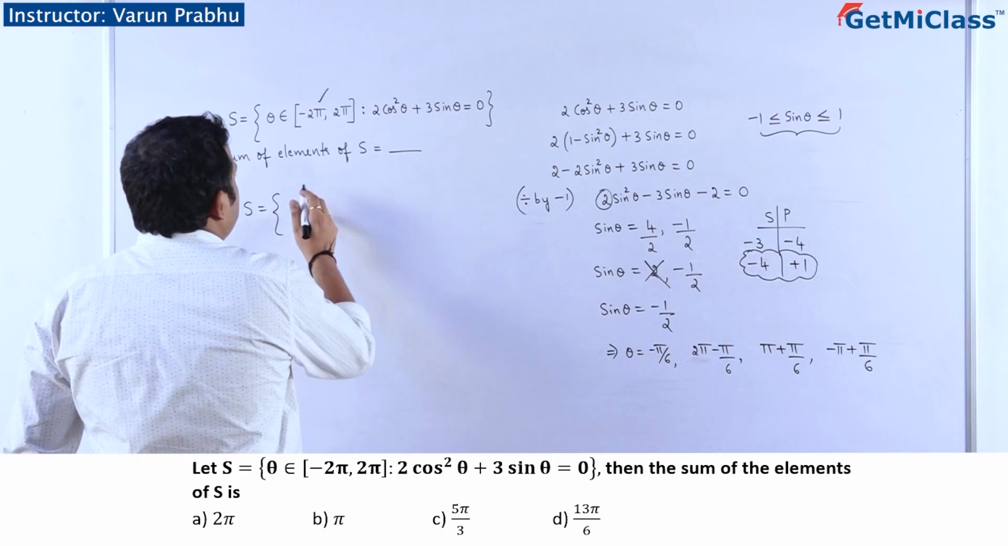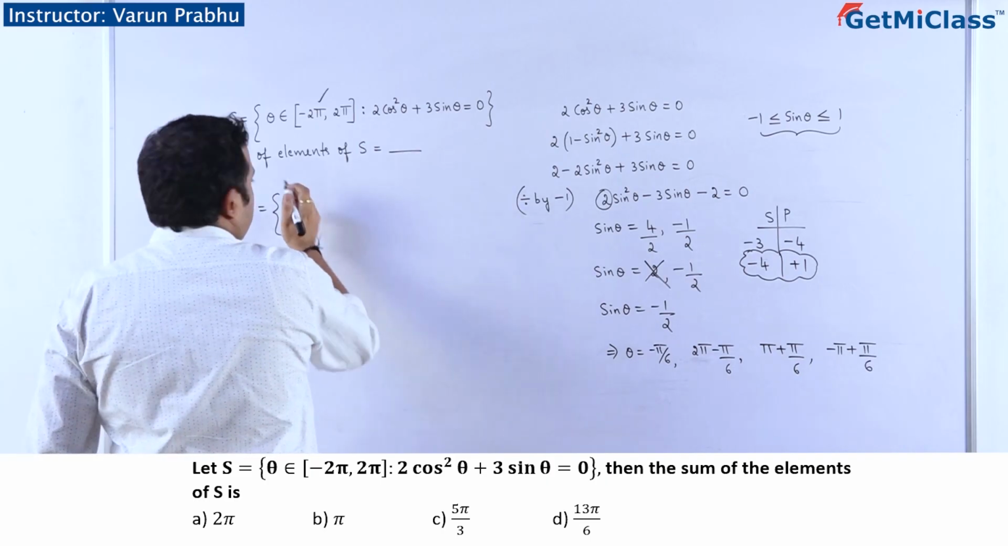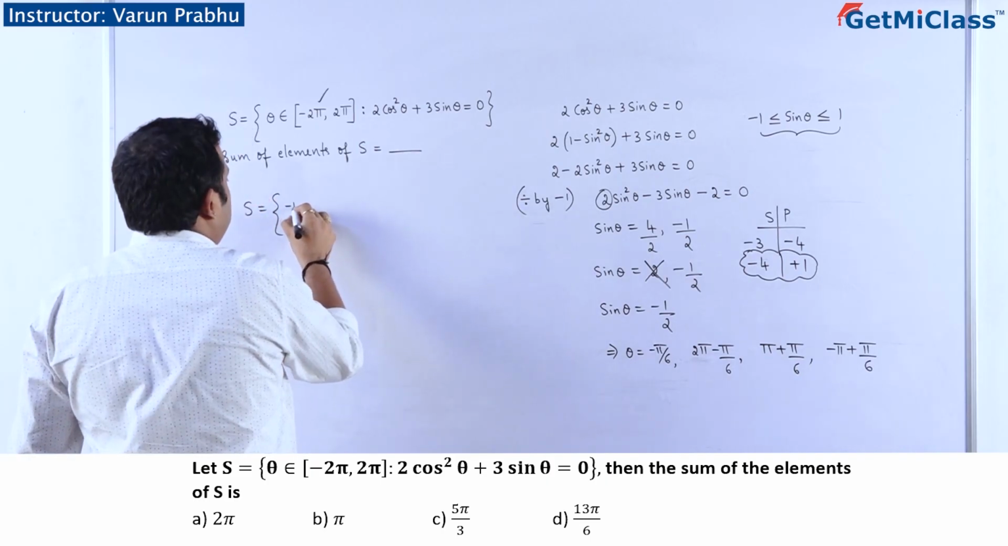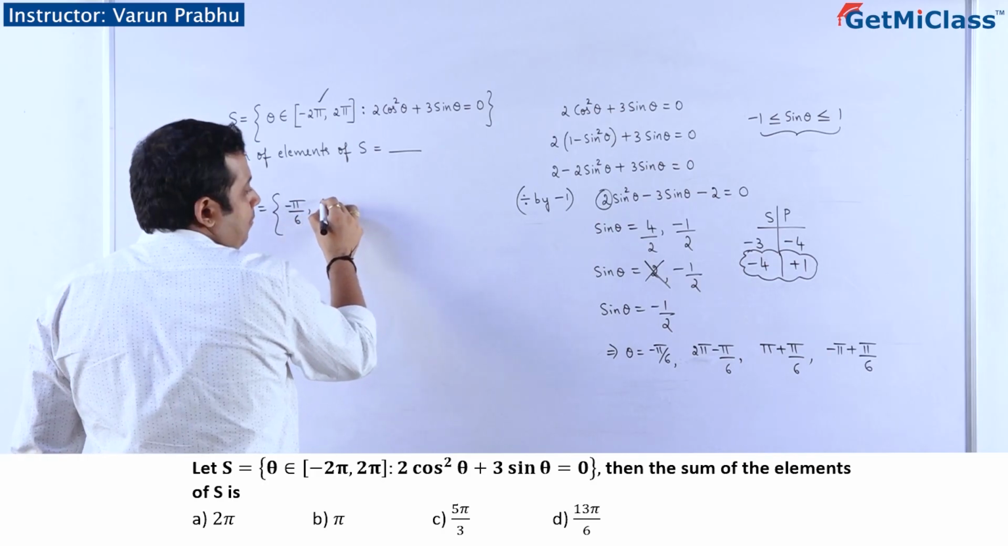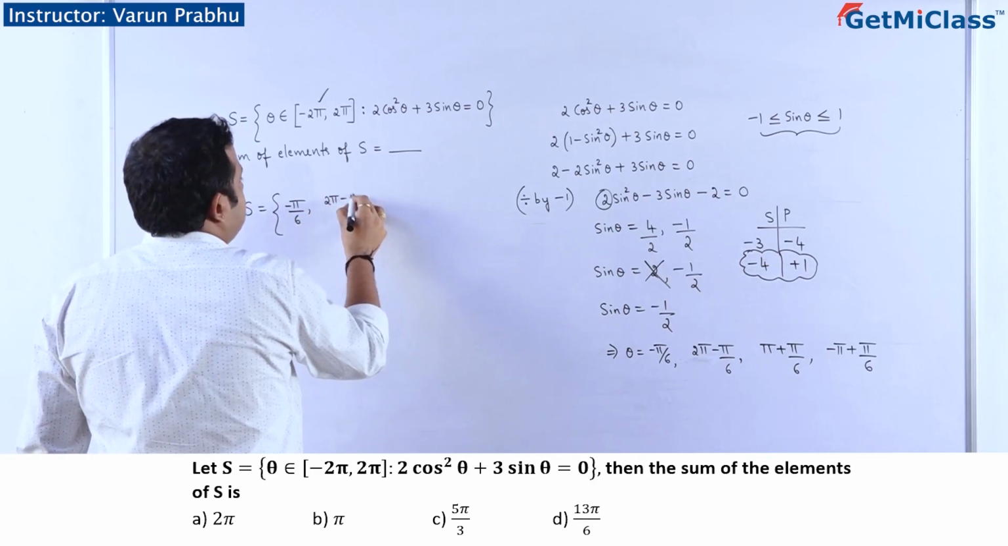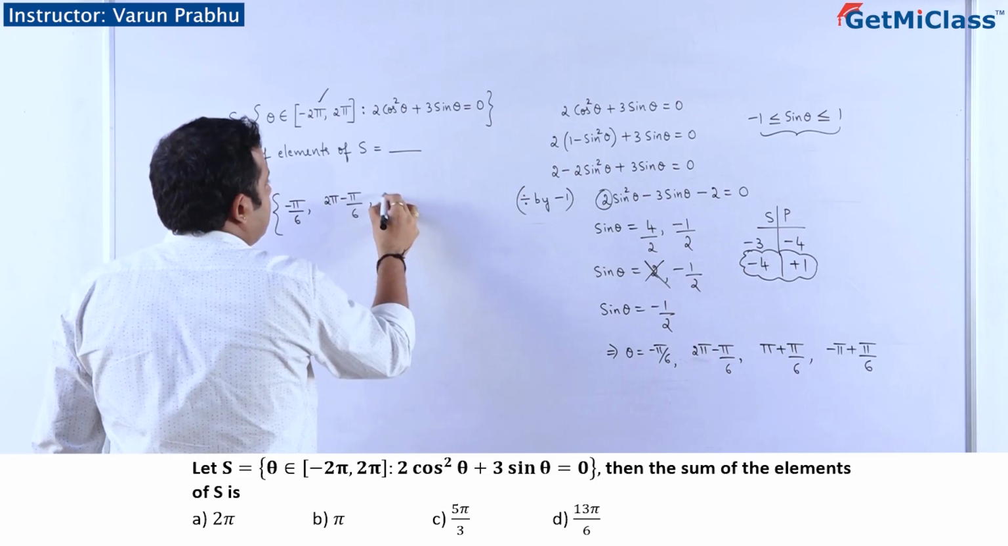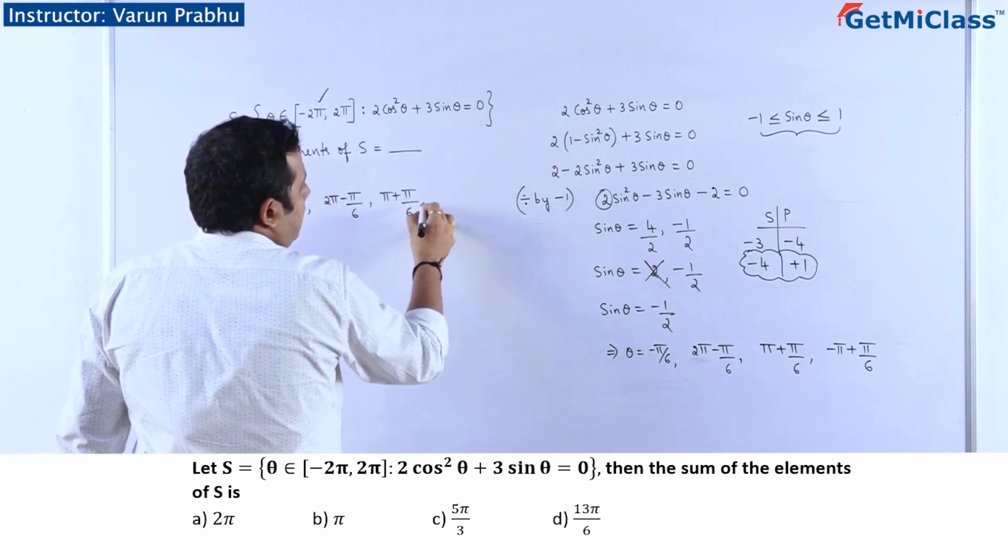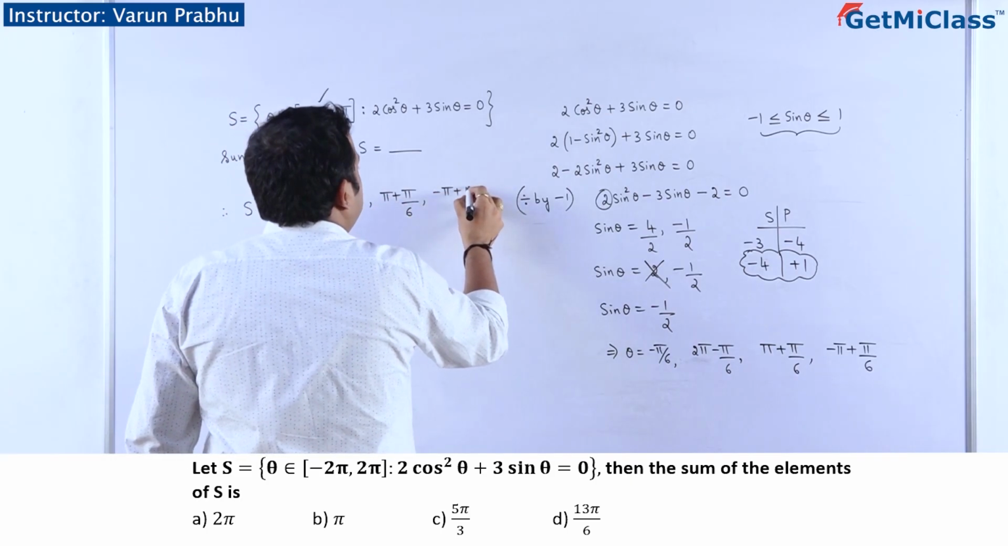So the sum of elements of S. S will have the following elements. What are the elements? Minus pi by 6, 2 pi minus pi by 6, correct? 2 pi minus pi by 6, pi plus pi by 6, and what is it? Minus pi plus pi by 6.